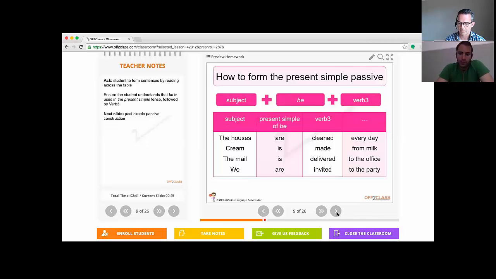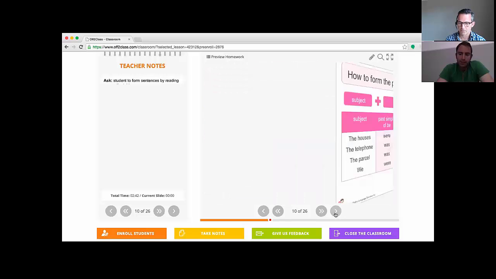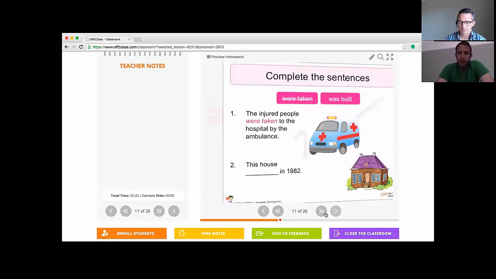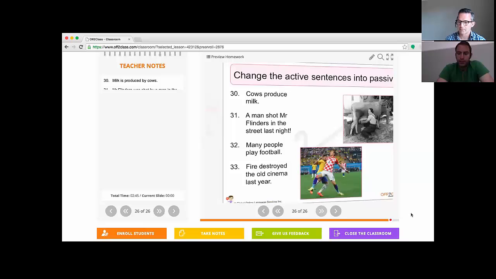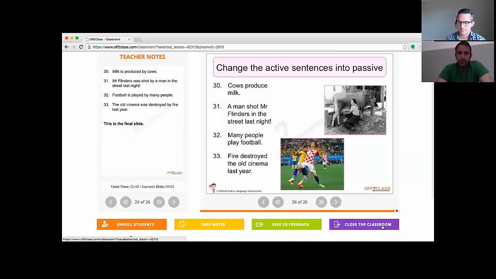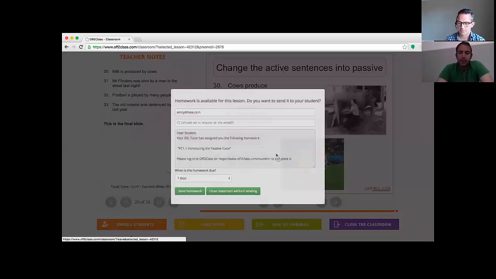So once we come to the end of the lesson, I'm going to close the classroom because I'm done teaching today. Now the system asks me if I want to send homework that is attached to this lesson and that is directly relevant to this lesson. So each of our lessons comes with a self-study activity sheet or homework that you can send to your student at the end of the lesson. So I'm going to choose to send the homework to my student.